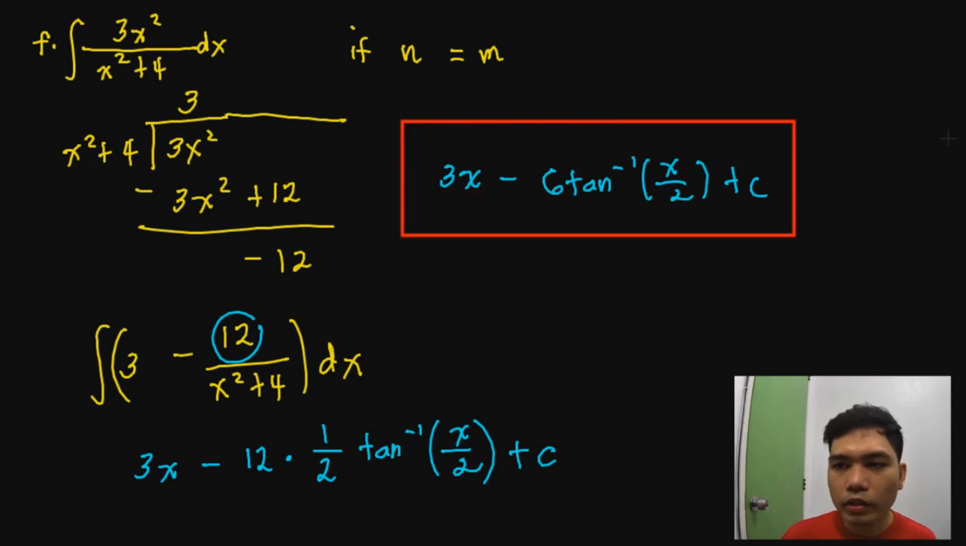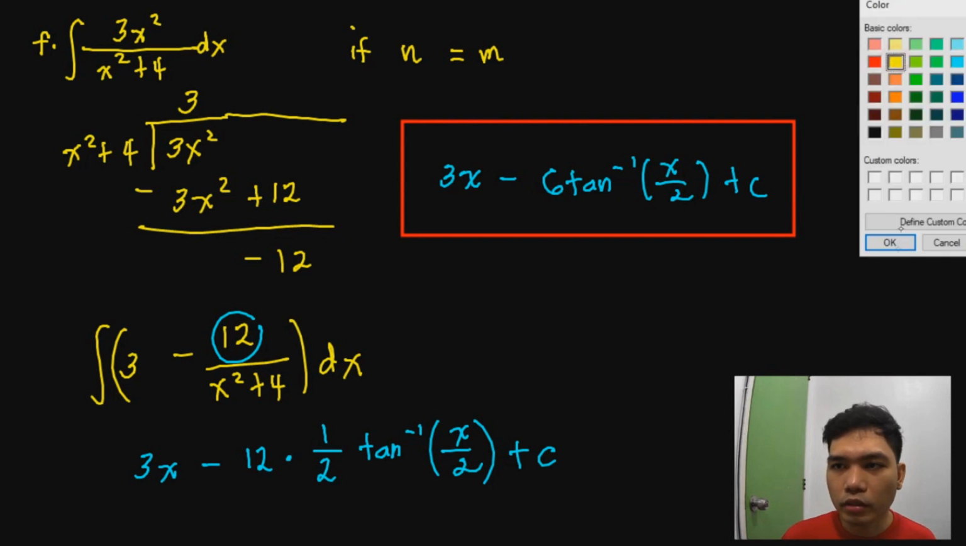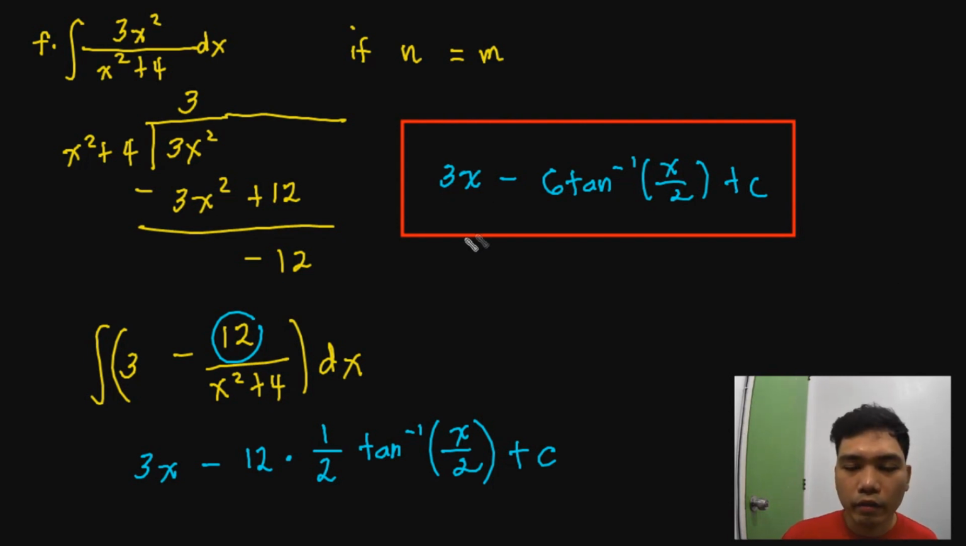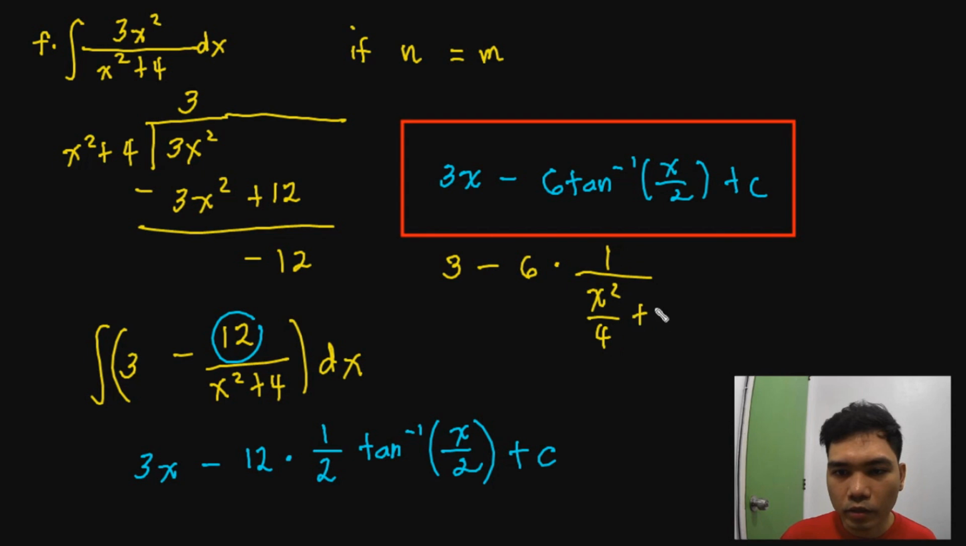Now we can always check that by differentiation, so I'll be using yellow again. We have the first term, that is 3, and then minus 6 times 1 over the square of this function here, so that's x squared over 4 plus 1. And then of course we multiply this with the derivative of x over 2, so that's 1/2.